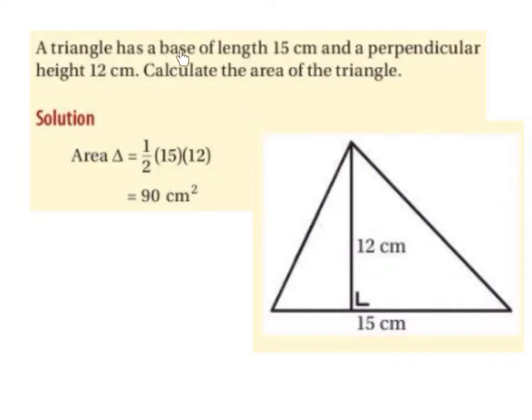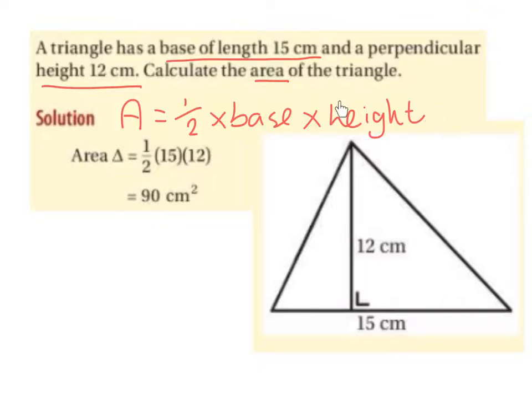A triangle has a base of length 15 centimeters and a perpendicular height of 12 centimeters. Calculate the area of the triangle. Well, we know from our formula book that the area of a triangle is half times base times height, with the height being the perpendicular height. So we have a base of 15, a height of 12, so half times 15 times 12 is 90 centimeters squared.